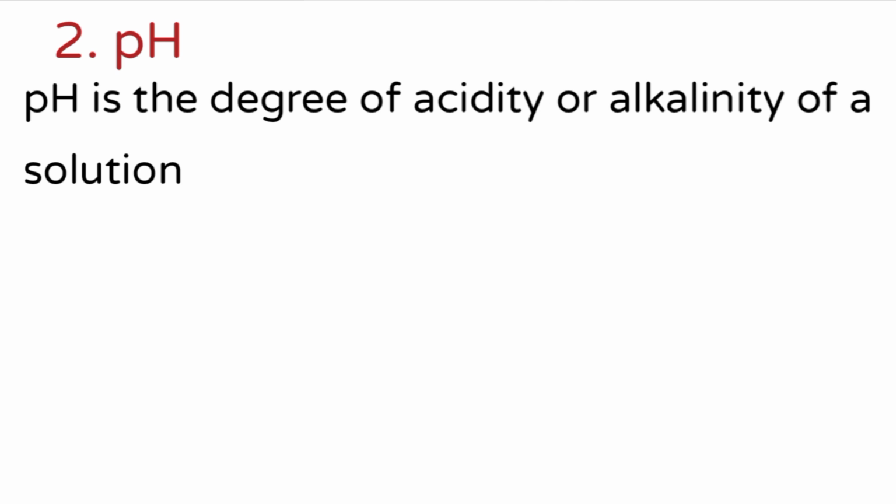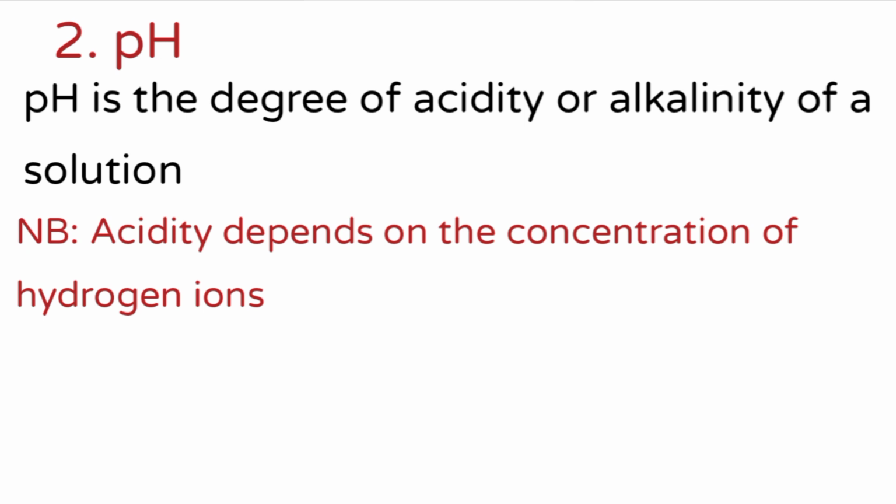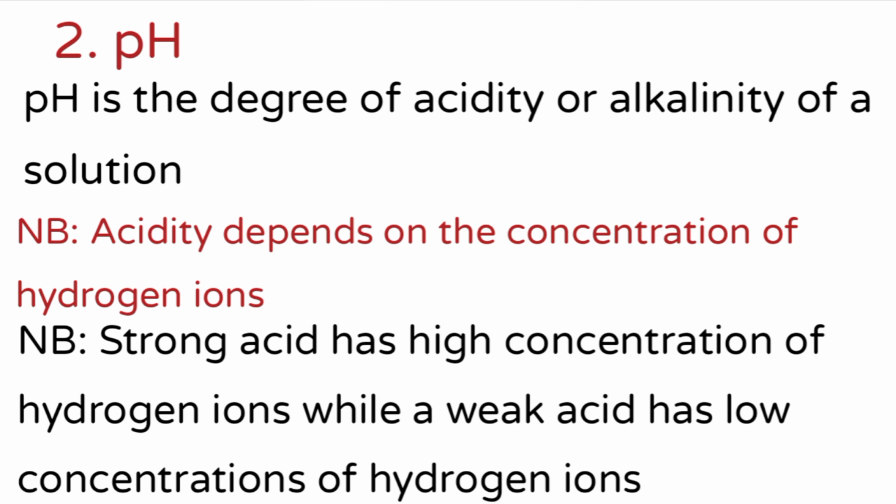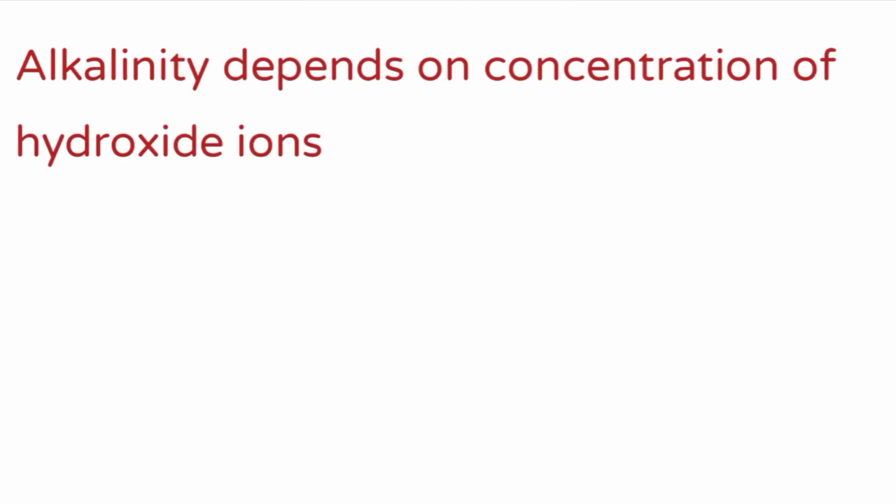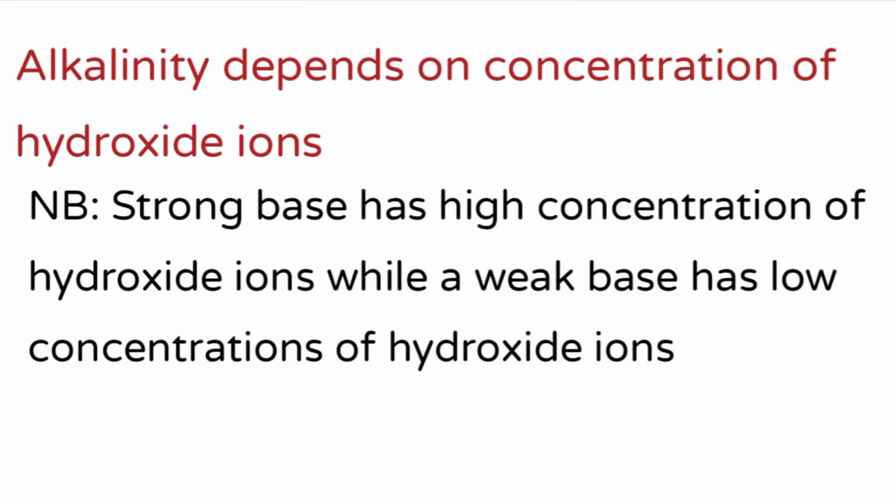Now, we have factor number 2, which is pH. What is pH? pH is the degree of acidity or alkalinity of a solution. The acidity depends on the concentration of hydrogen ions in a solution. NB, a strong acid has high concentration of hydrogen ions, while a weak acid has a low concentration of hydrogen ions. Alkalinity or basicity depends on the concentration of hydroxide ions. NB, a strong base has high concentration of hydroxide ions, while a weak base has low concentration of hydroxide ions.